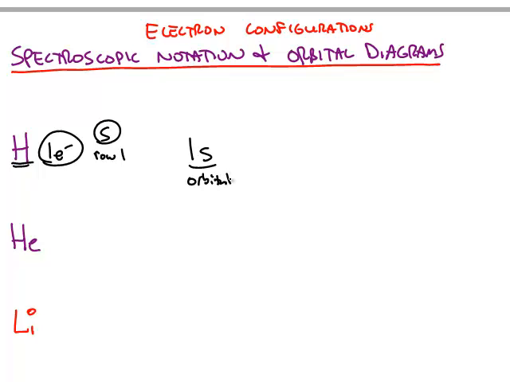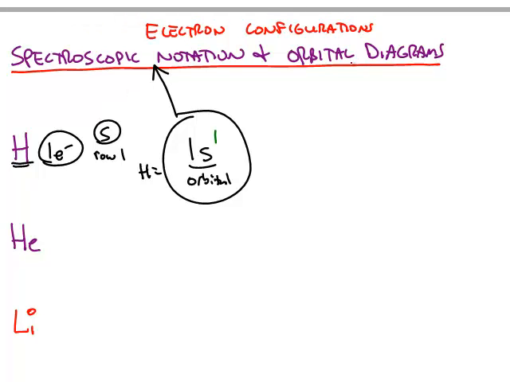You write a superscript to the right of the orbital, and that tells you how many electrons are in that orbital. So in the case of hydrogen, we only need one electron, so you would read this 1s1. That is the spectroscopic notation of the hydrogen atom in its ground state. When the electron is in the lowest possible energy level, it would exist in the 1s orbital.